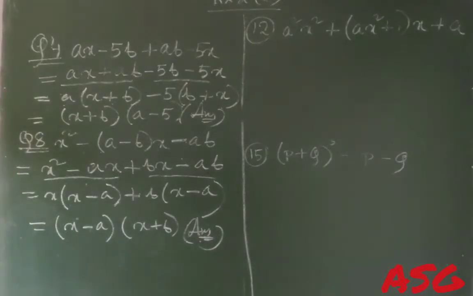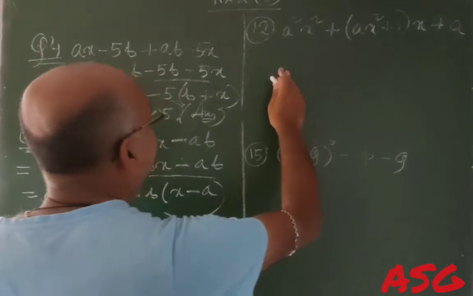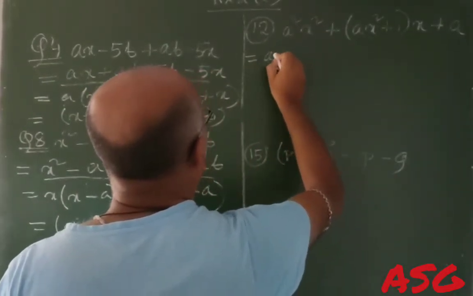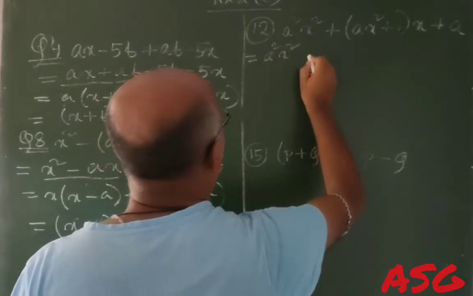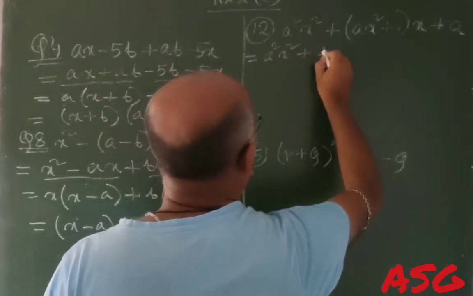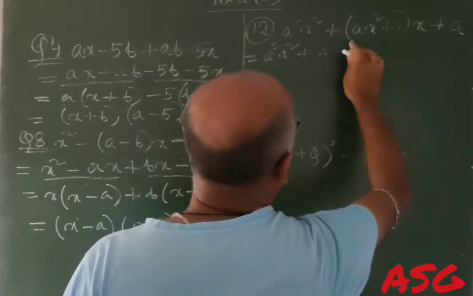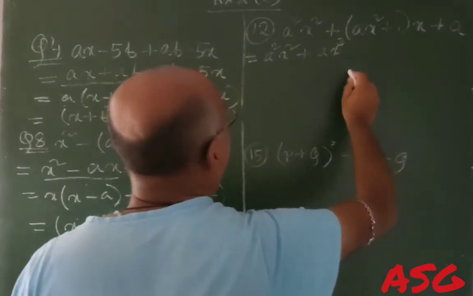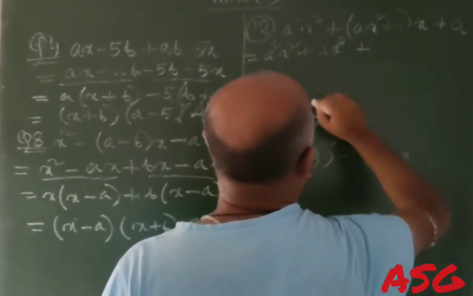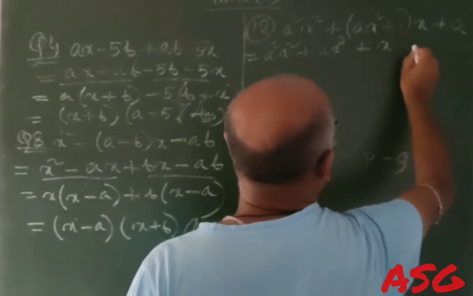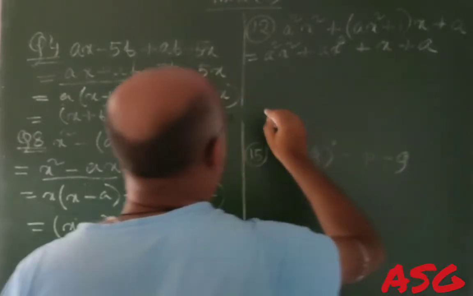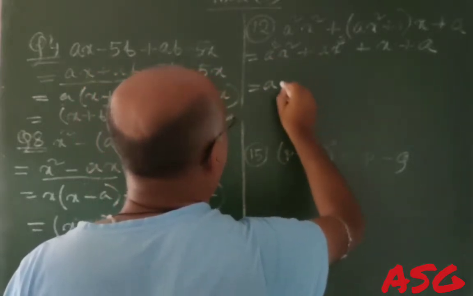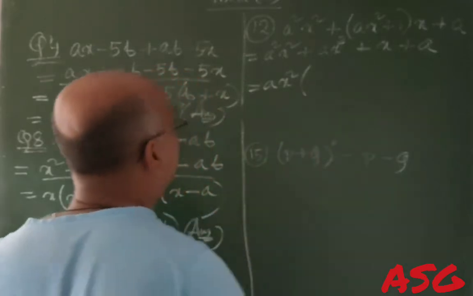Now moving on to the next sum. Again I have to remove the bracket. How can I do that? a square x square plus ax cube. a is a, x square into x is x cube. Then plus, so no problem, I'll put plus here. 1 into x is x plus a. Now common from the first two. What is common? a square and a, a is common. x square and x cube, x square is common. Lowest power is always common.